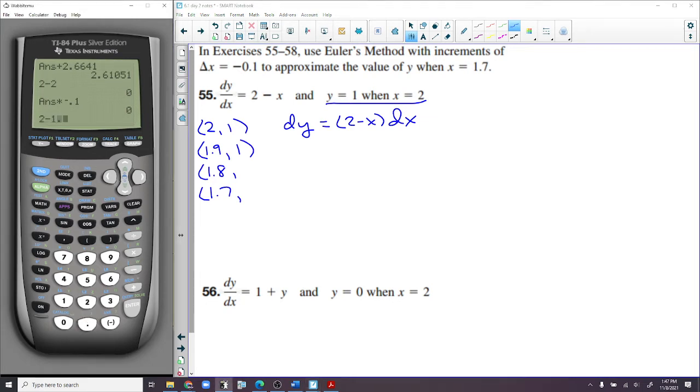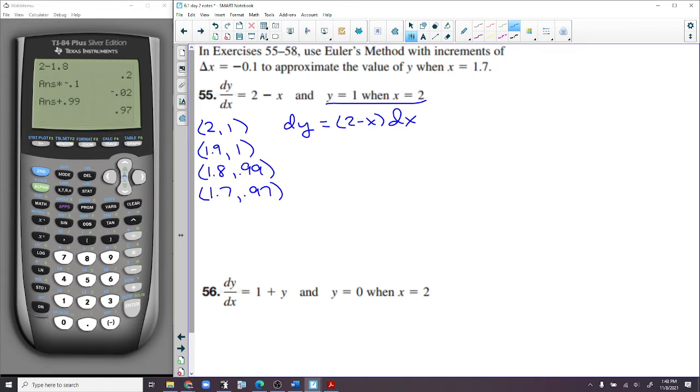2 minus 1.9 times negative 0.1. The change in the y now is negative 0.01. We add that to 1, so it's 0.99. All right, one more time. 2 minus 1.8 multiplied by negative 0.1. And we're going to add that to 0.99. So the approximation is 0.97.